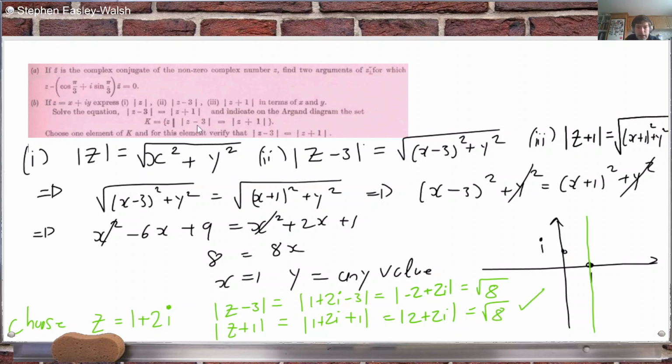Solve the equation, indicate on the Argand diagram the set K, and choose an element and verify. Yep, okay. Looking okay. I think I've gotten everything in that question done.